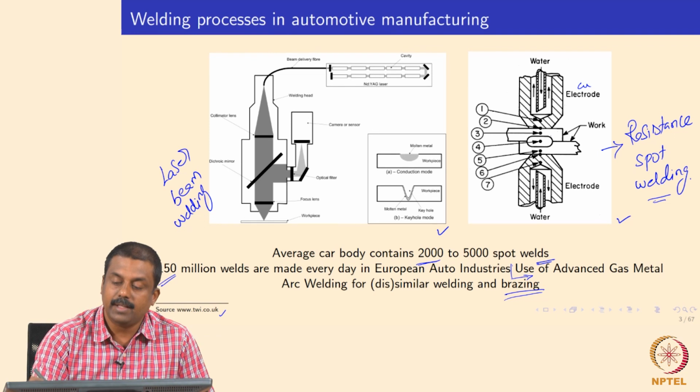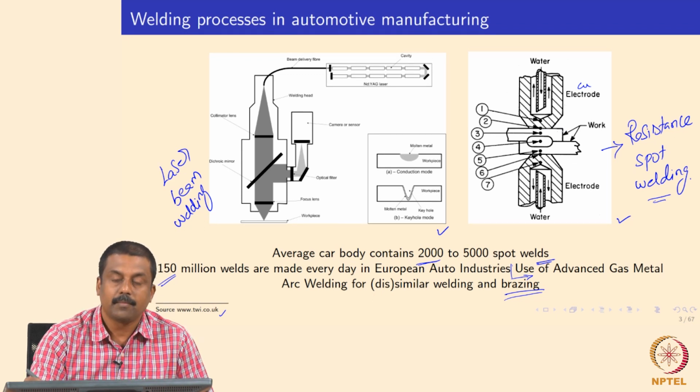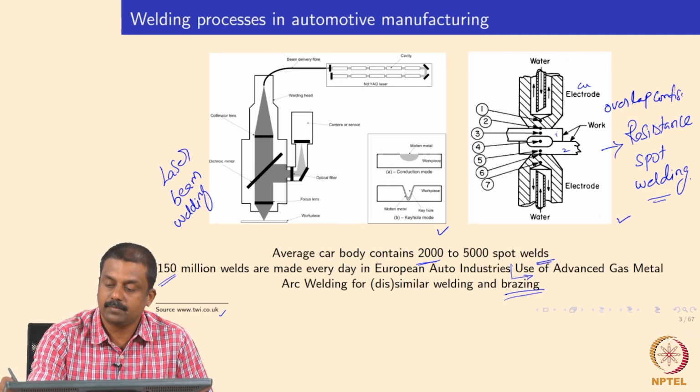So we keep the interfaces that are going to be welded in between two water cooled electrodes. So the electrodes are water cooled. Okay, so what you see over here is sheet 1 and sheet 2. So it's kept on top of each other, which is what we know as an overlap joint, or overlap configuration.